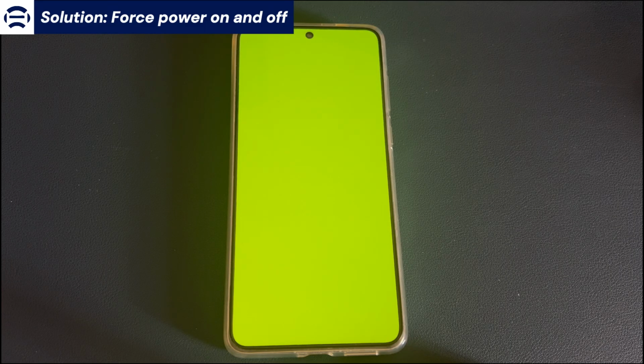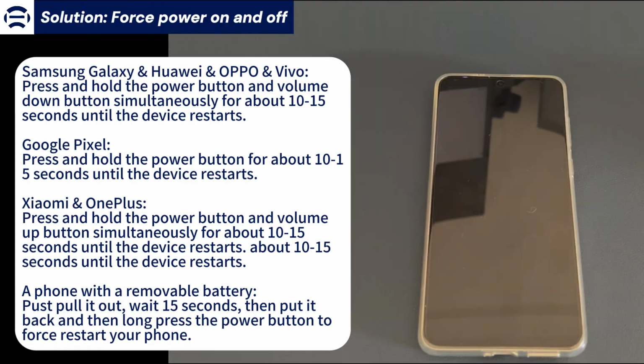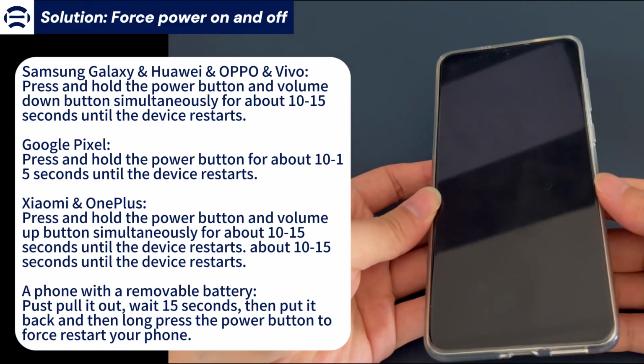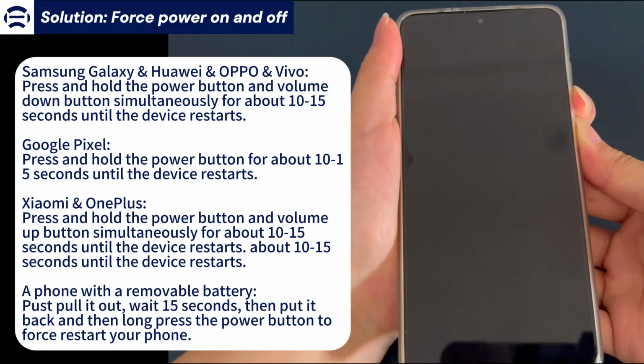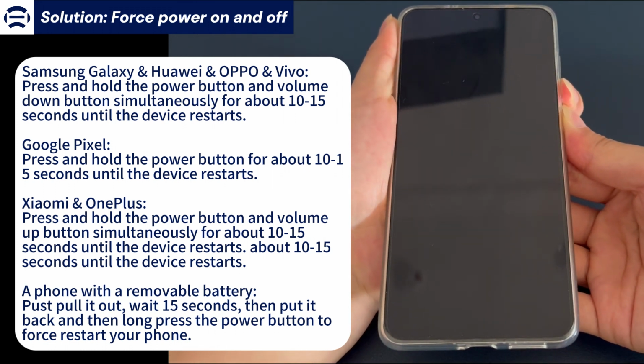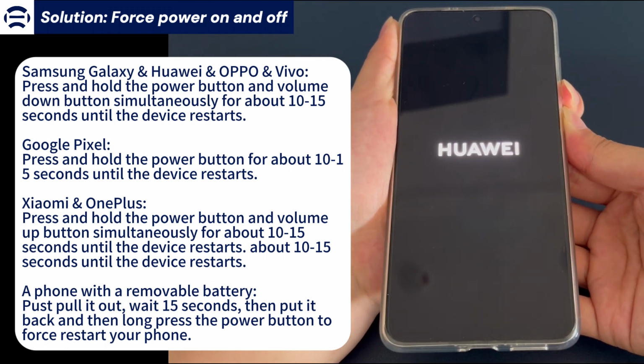To give you an idea of how force power on and off works, let's take a look at this simple process. To force restart a Samsung Galaxy, Oppo or Vivo phone, press and hold the power button and volume down button simultaneously for about 10 to 15 seconds. When you see the brand logo, release the button.